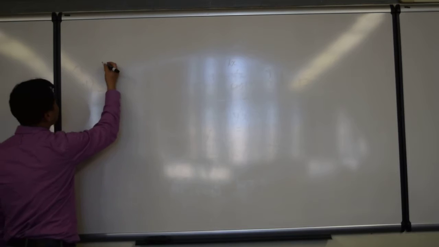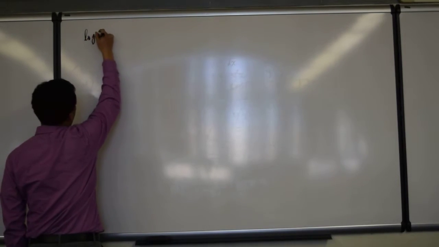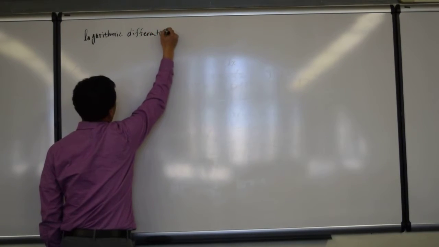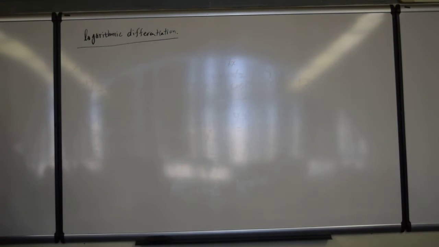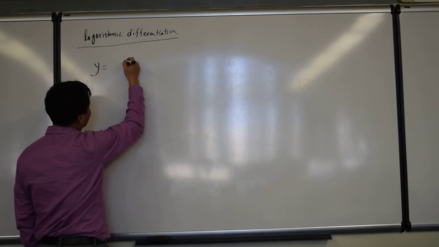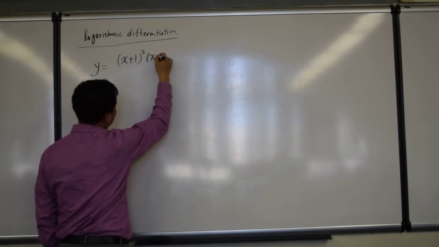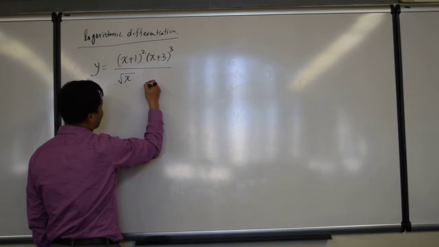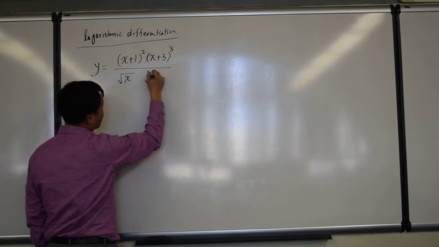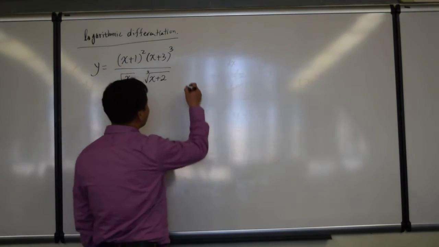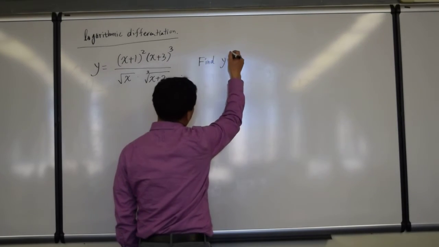Let me show you an application of the implicit differentiation. The following is called logarithmic differentiation. Suppose you have y equals (x plus 1) squared times (x plus 3) cubed over the square root of x times the cube root of x plus 2. Suppose you're given this, and the question is, find y prime.